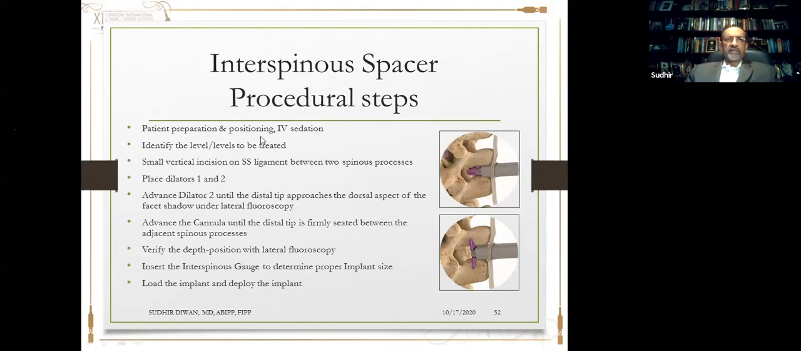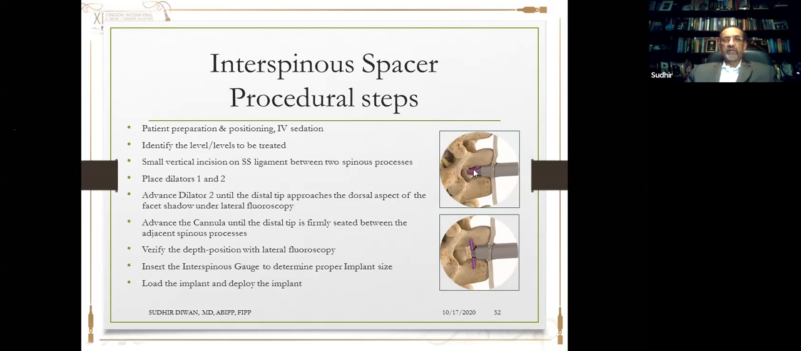So the patient positioning is very important. Heavy sedation, define your level very precisely, small incision in the midline at the supraspinous ligament. Use dilators, 1 and 2 dilators, advanced to approach the dorsal aspect of the facet joints, and then you use what is called the measuring gauge, and the measuring gauge will tell you the size of the implant.